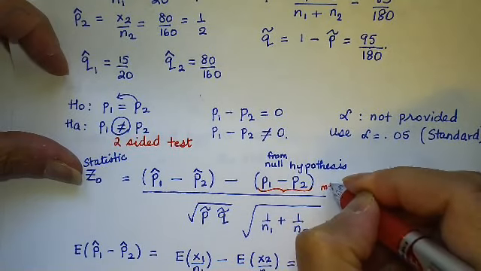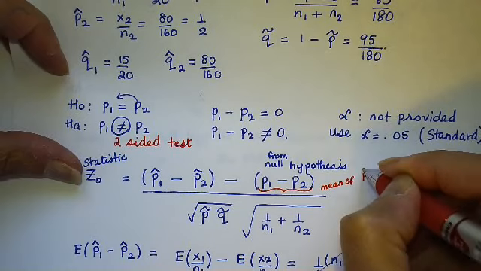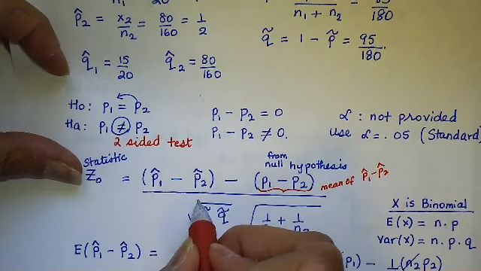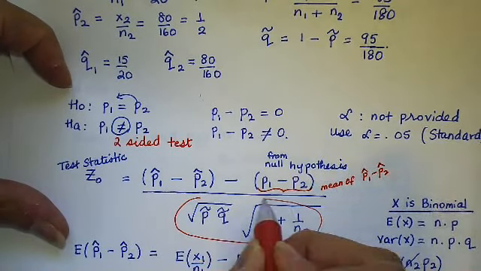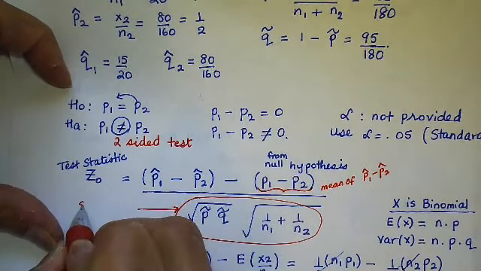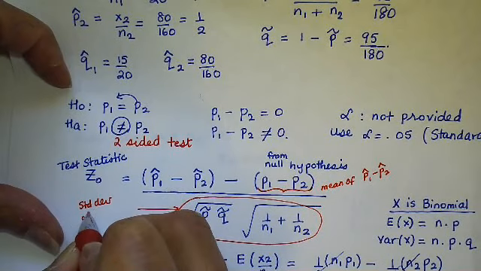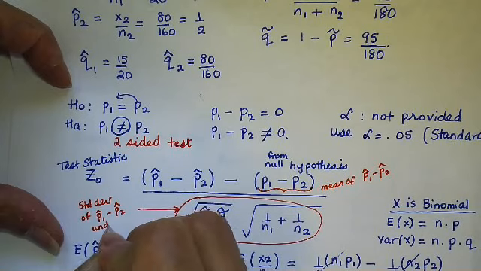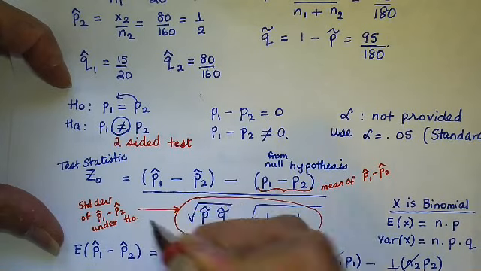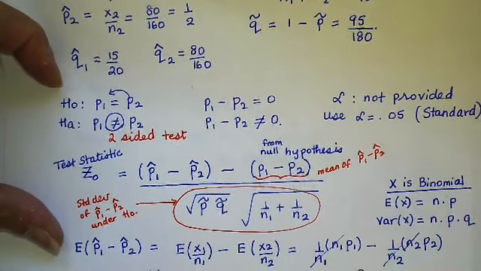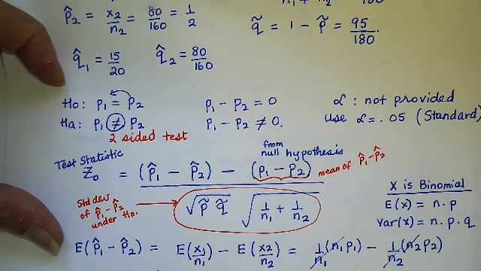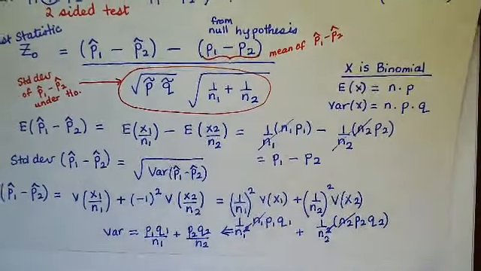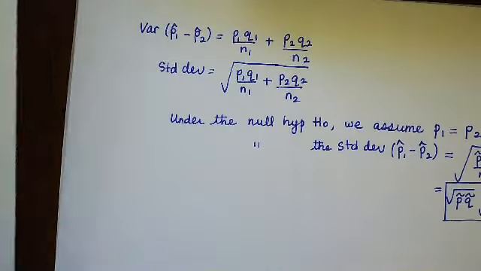So we have just finished explaining that this is the mean of P1 hat minus P2 hat, and this on the bottom is the standard deviation of P1 hat minus P2 hat under the H0 assumption, meaning given that the null hypothesis is true.